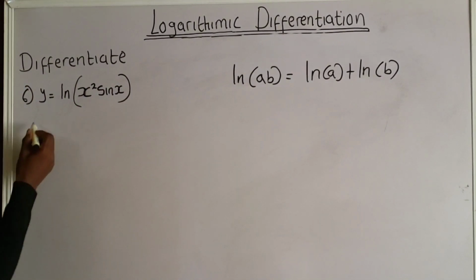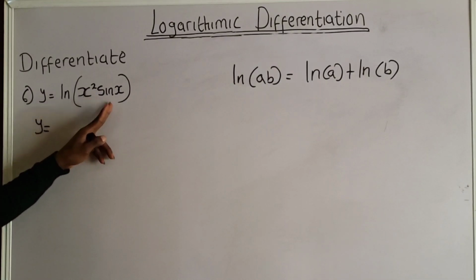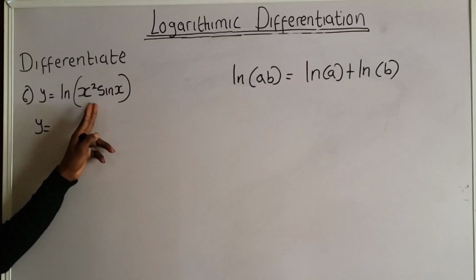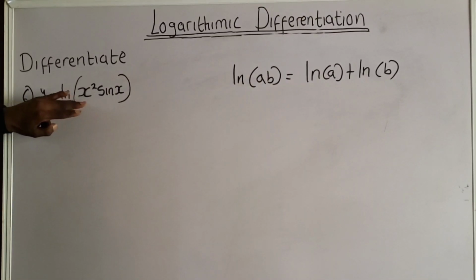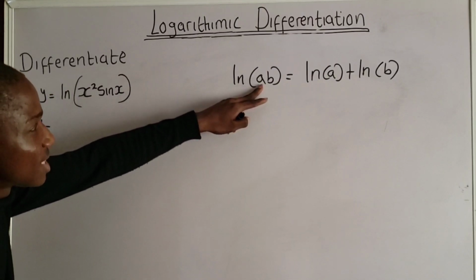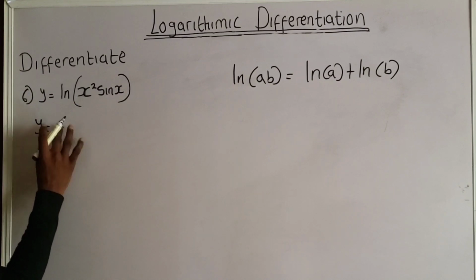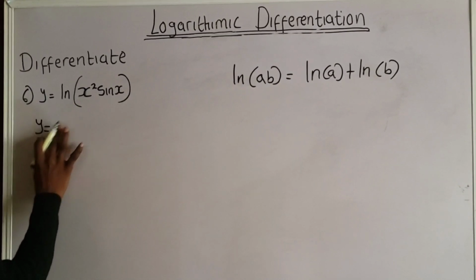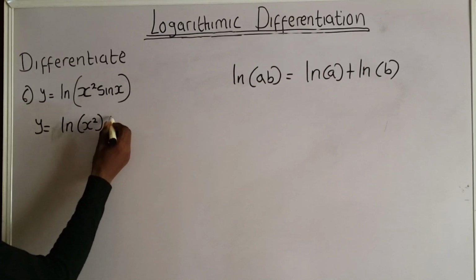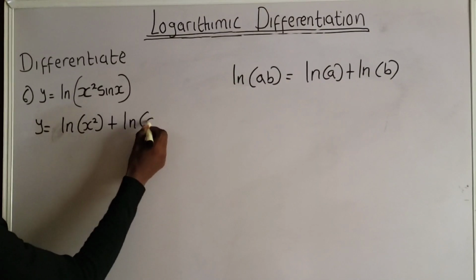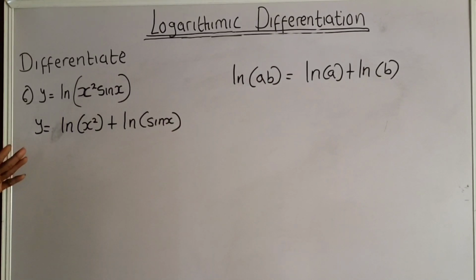Now, using the same approach, you can see that the sign between x squared and sine x is a product sign. If you compare this function with that one, x squared is the same thing as a and sine x is the same thing as b. So I'm going to have the natural log of x squared plus the natural log of sine x. We have decomposed this function.